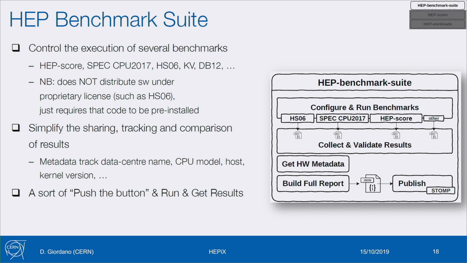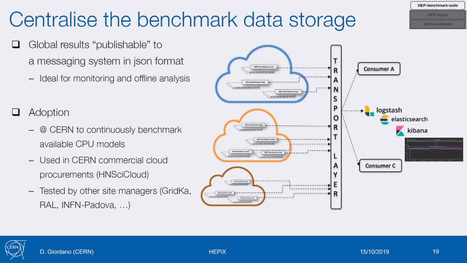The same holds for all the benchmarks, so that at the end, those fragments of reports plus the hardware metadata, so information about the data center, the CPU model, the kernel version, and so on and so forth, can be collected, and then a full report is built. This full report can stay on the machine, available just to the person running it, or can be published using essentially the Stomp client, to a transport layer.